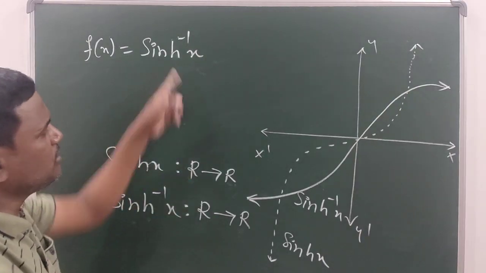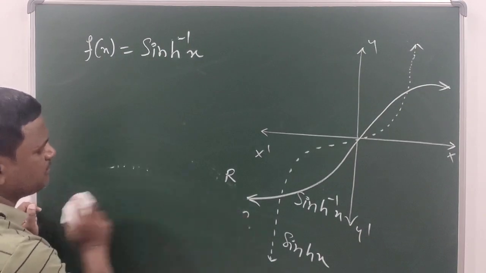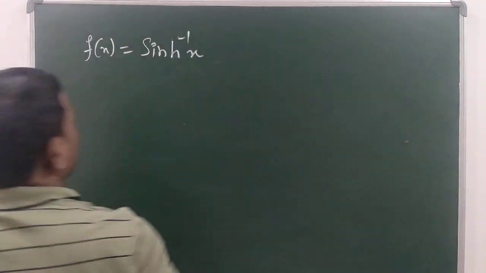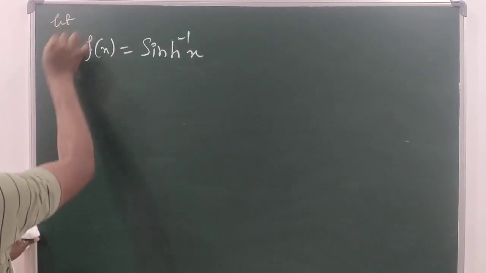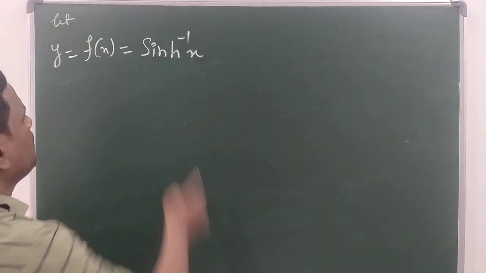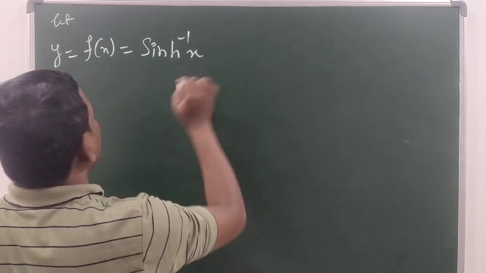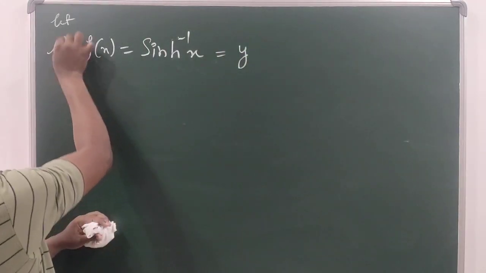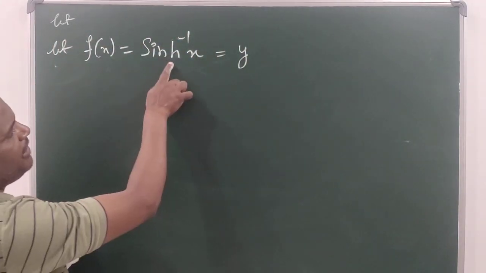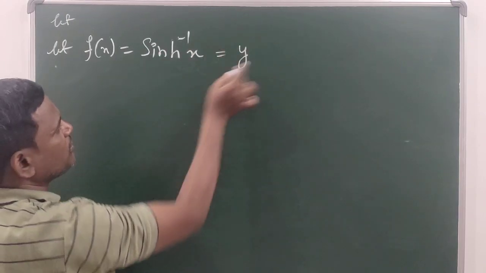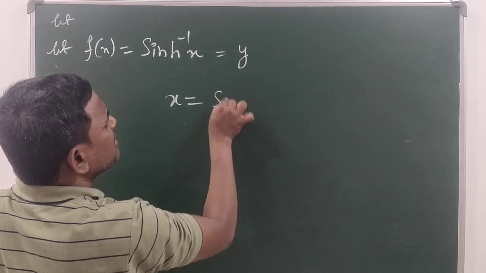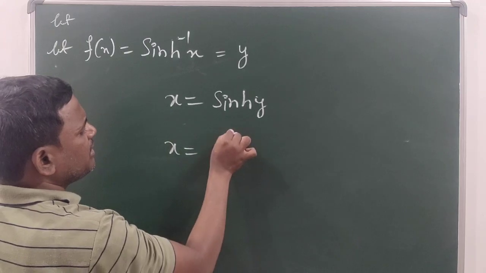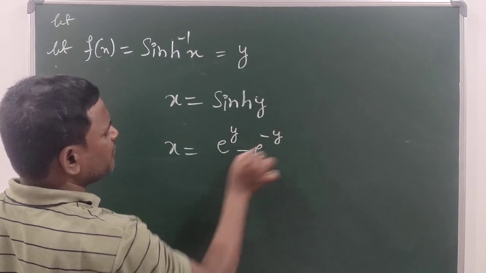Right. Now let us go to define sinh inverse of x. For this, see what I am doing. Let us take this function as y. Now sinh inverse of x equal to y. When you take sinh inverse to the right side, x is equal to sinh y, which you will get. Now x is equal to sinh y, that is e power y minus e power minus y by 2.